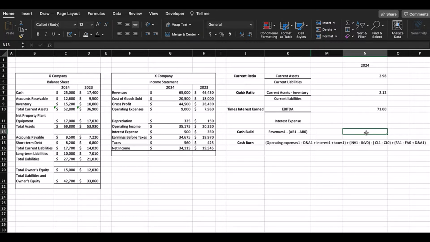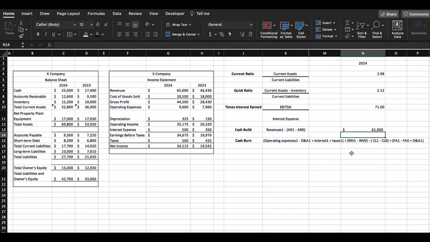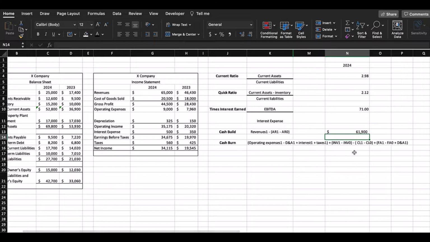Now we can move on to our cash build, which is our revenues minus our accounts receivable for year 1 minus our accounts receivable in year 0. We can see that their cash build is $61,900 for this year. And we can move on to then calculate our cash burn. Obviously, this equation is a little more complex than the cash build, because there are many more ways for a company to burn their cash rather than to build it. And so this just takes into account all the ways that a company can burn their cash.